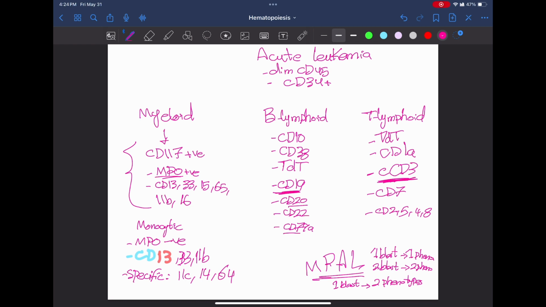As for now, just remember, it's not about finding a specific marker. It's all about the overall picture, taking into account the morphology, the immunophenotype, as well as the genetic findings.